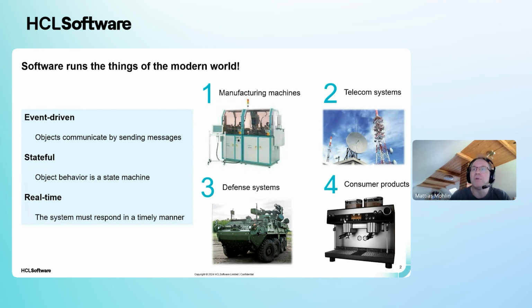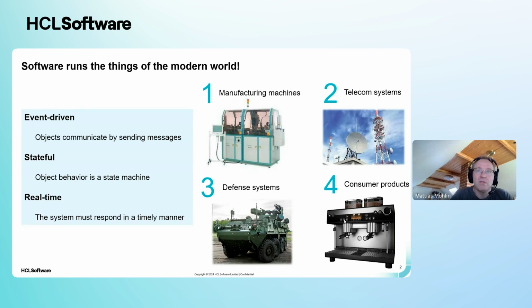And the 4th example is maybe the most easy to relate to. This is a coffee machine as an example of a consumer product that also has this kind of software inside. So when you push the button on that machine to get a cup of coffee, there are many things that need to happen. And once again, some things can happen in sequence, other things can happen in parallel.